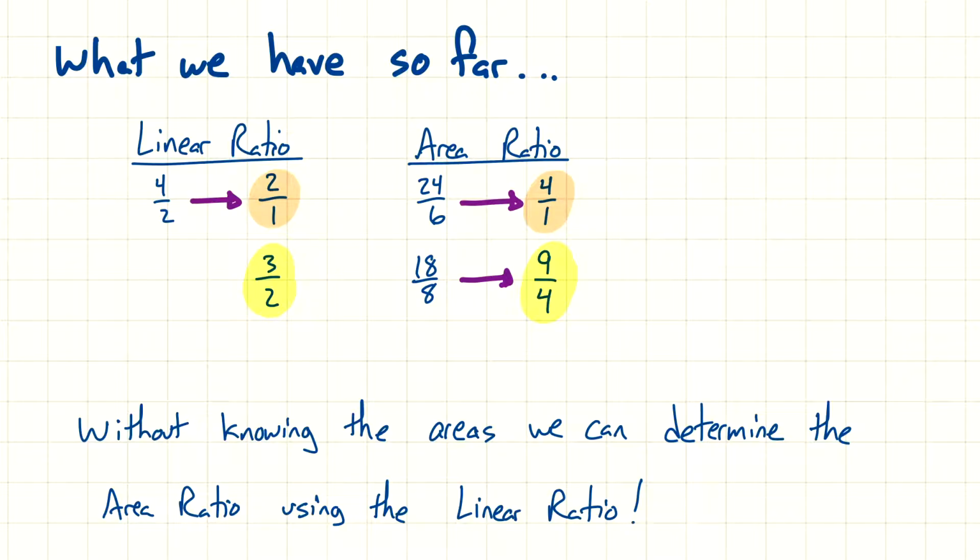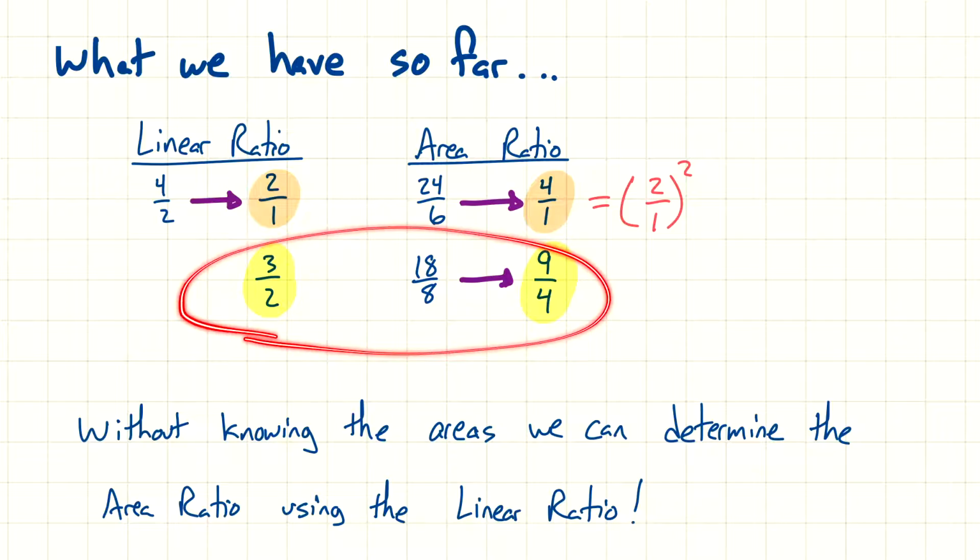I'm not going to hold you in suspense much longer. I'm just going to tell you that this 4 over 1 is really the same as 2 over 1, which is the linear ratio, squared. So 2 over 1 times 2 over 1 is equal to 4 over 1. And so does that work for the second one?